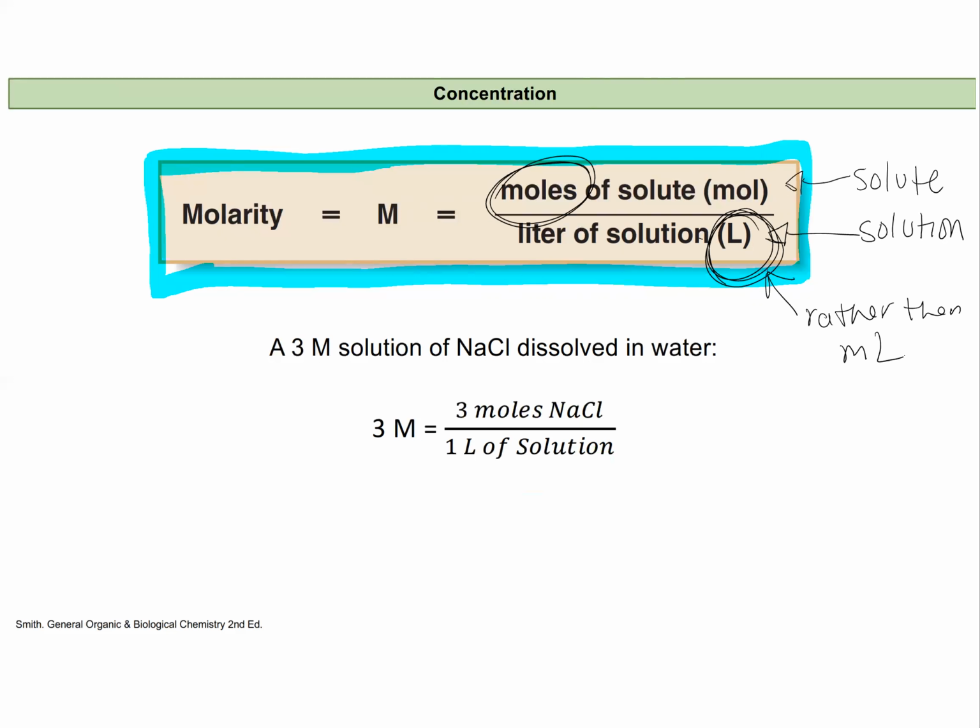So between mass per volume and molarity, there's typically a conversion that needs to happen to go from grams to moles, but also milliliters to liters if you're going in between the two. So if I had a 3 molar solution of sodium chloride, it would mean I had 3 moles of my sodium chloride that were dissolved in water until I had a total volume of 1 liter.